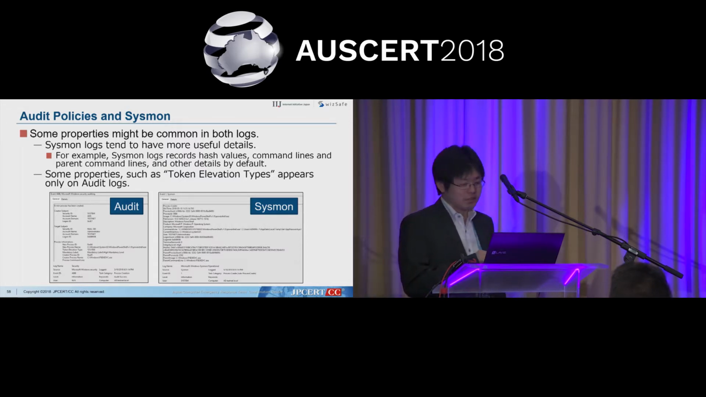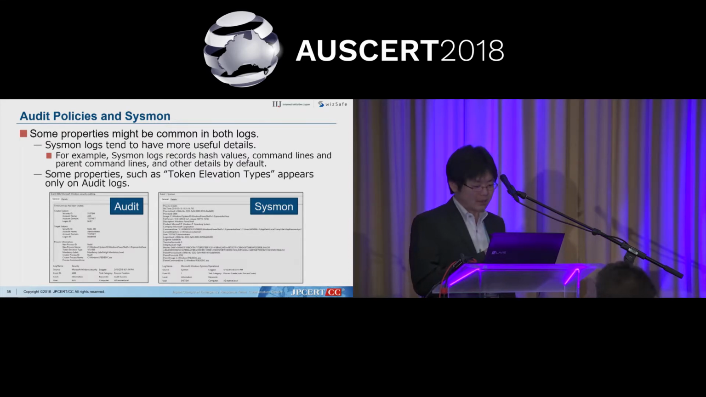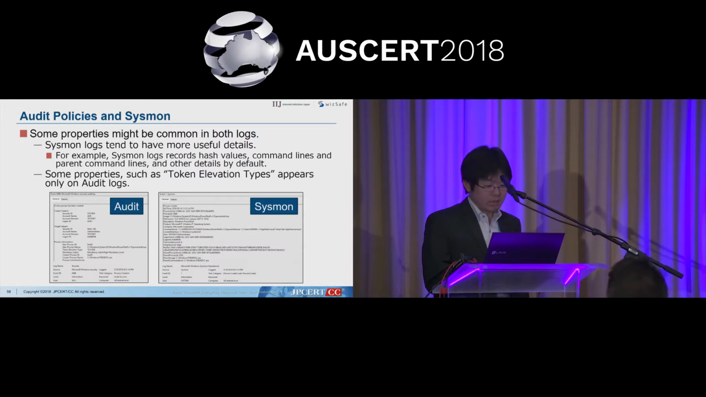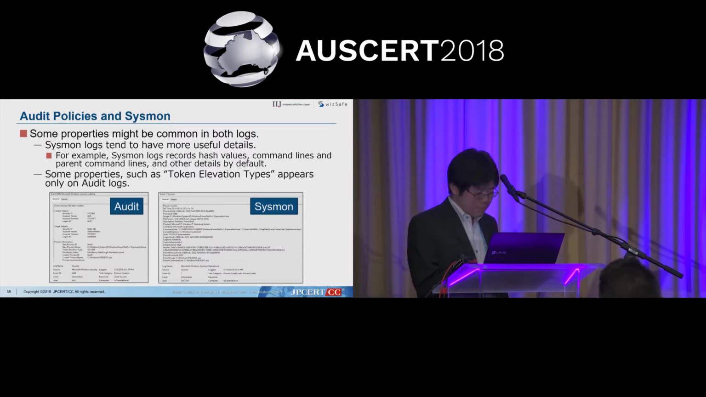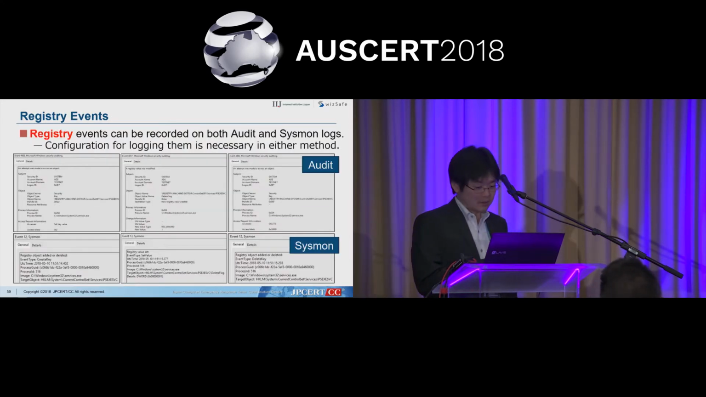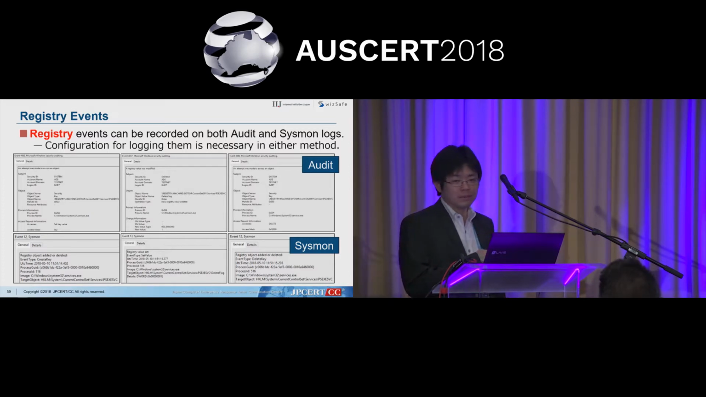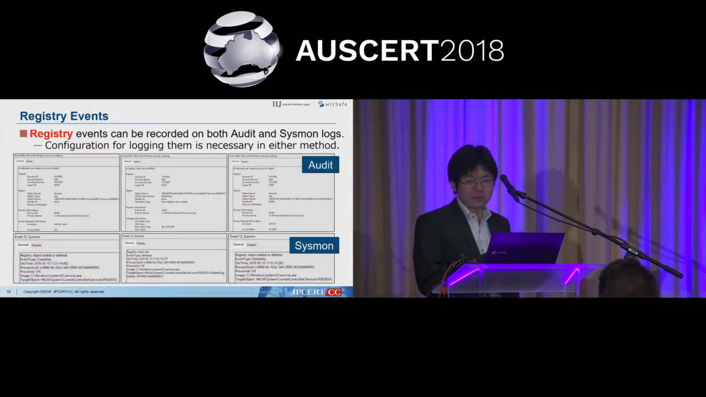So Sysmon sounds good. But Sysmon is not perfect, because some properties, such as token elevation types, which I mentioned earlier, appear only in audit logs. Okay, so that's audit and Sysmon. Well, what about the registry events? Registry events can be recorded in both audit and Sysmon logs. But Sysmon tracks process creation and termination by default, and it doesn't record registry activities by default. So either using the audit logs or Sysmon logs, you need to configure them to record the registry events.